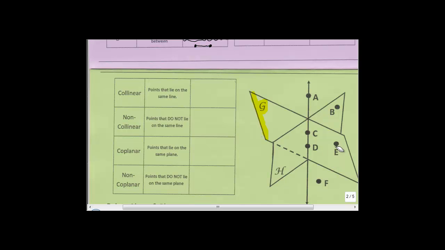The other plane is H, and it can also be named CDB. So plane H or CDB. And these letters don't have to go in any specific order. Typically they go in alphabetical order, so I didn't name this last one right. It would be BCD. But that doesn't necessarily mean that it's wrong. I would take it either way. The letters really don't have to be in any specific order. So those are our planes.